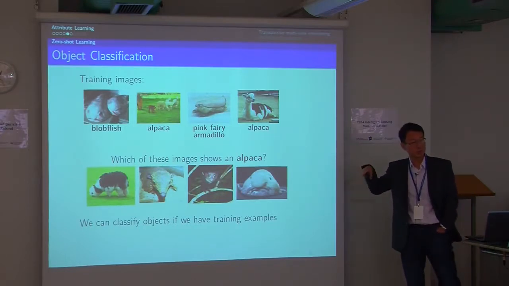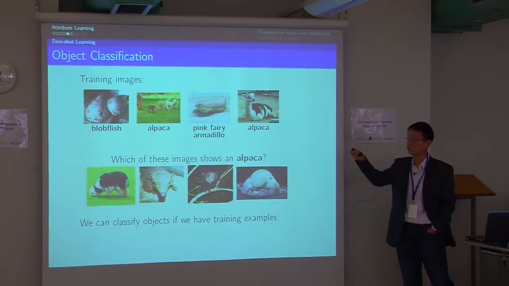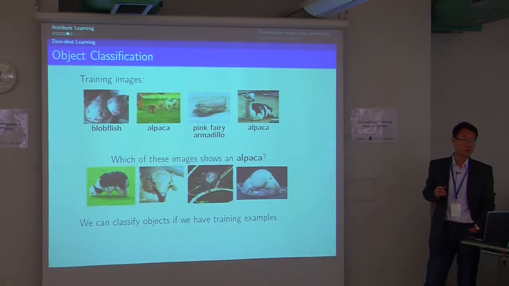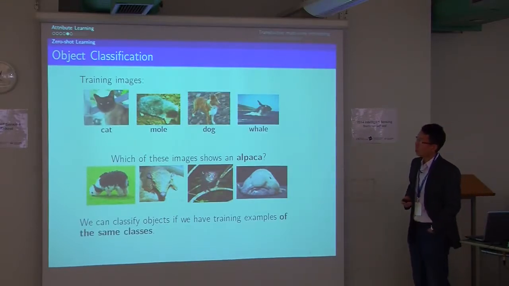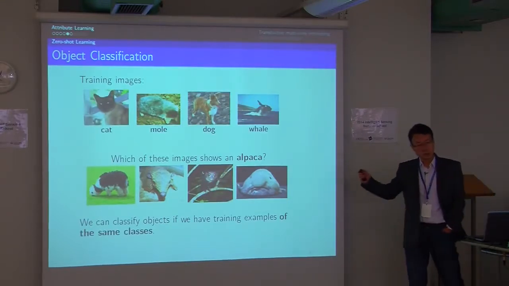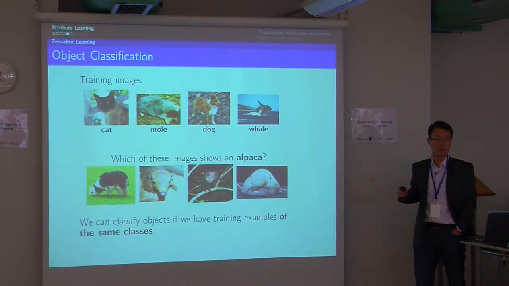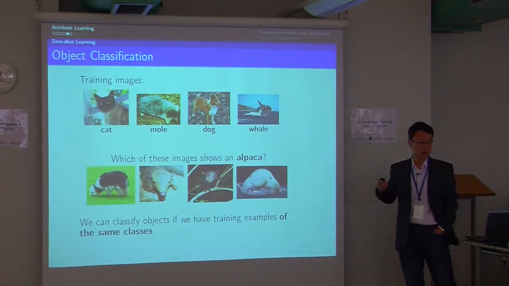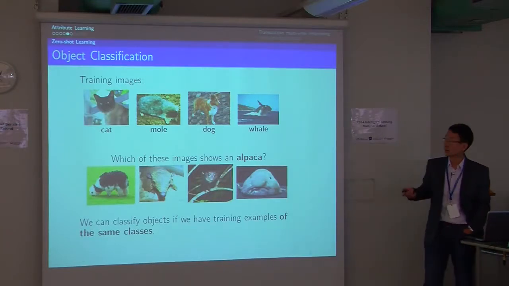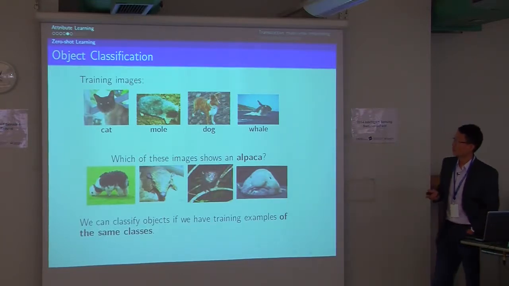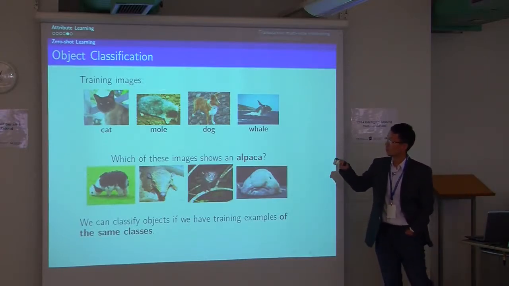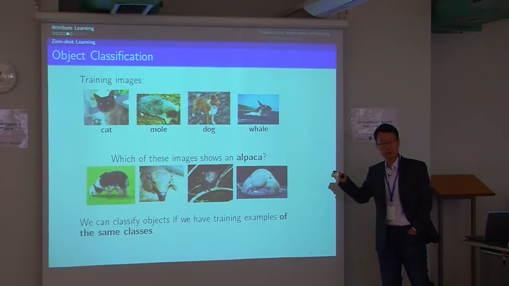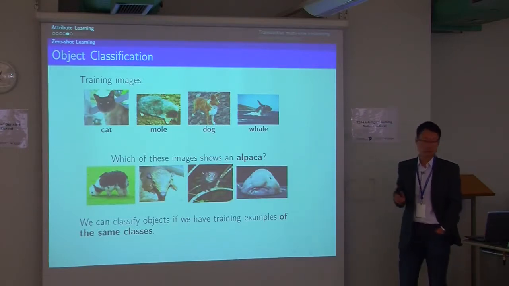But the problem, as I said before, is that it's difficult to collect images of this particular class, and so it's difficult to learn a classifier for it. So what can we do? What happens if you do not have any training image for alpaca, but you have a lot of images of other, more common things, like a cat, mole, dog, and whale? Can we learn something from these categories and use the knowledge we learn from them to recognize alpaca?